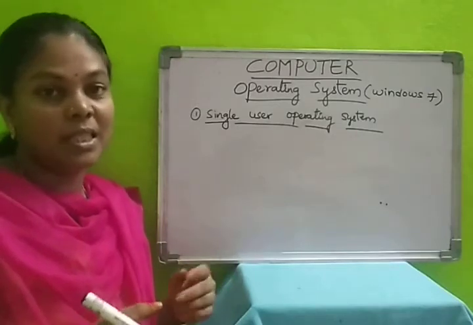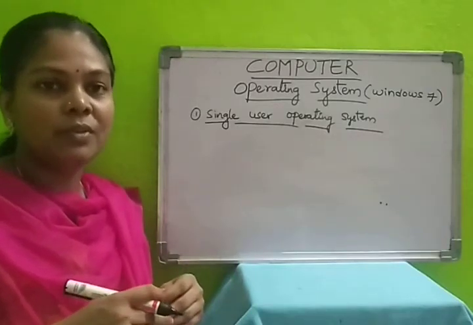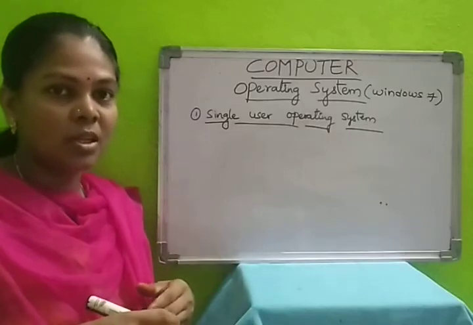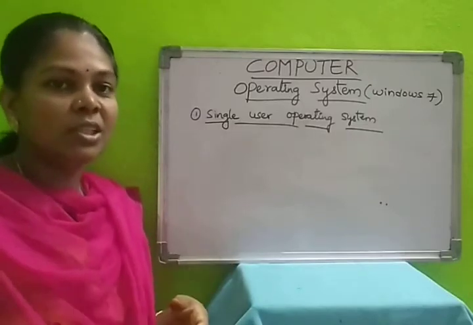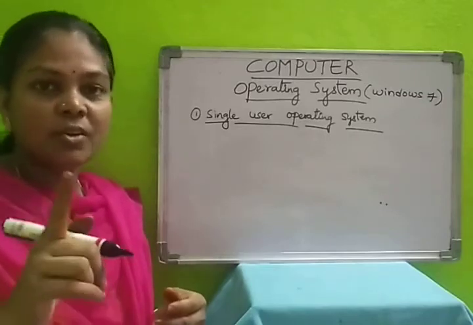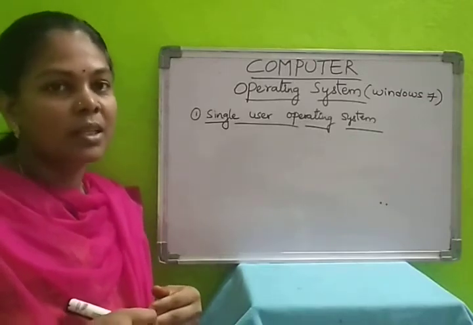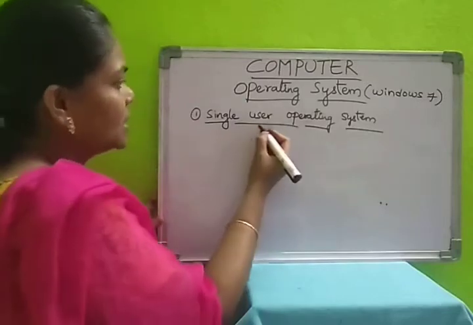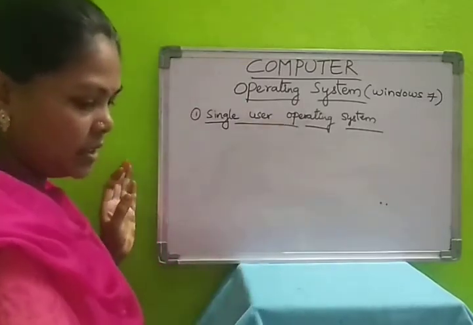That is the PCs at our home. So at our home what do we do? Suppose you are watching online classes. After you, your sister has to watch or your brother has to watch. Isn't it? There only one person is using the computer. These are single user operating systems.